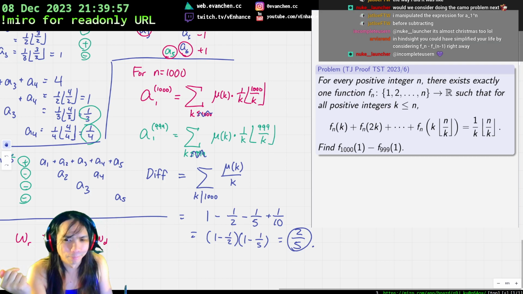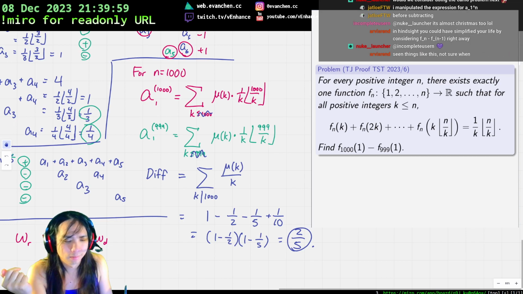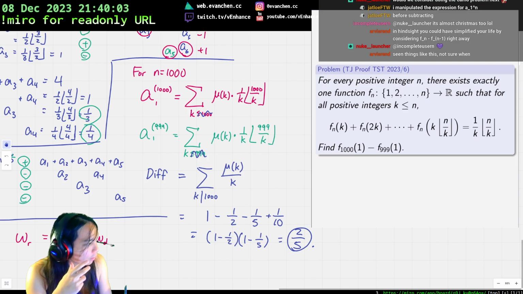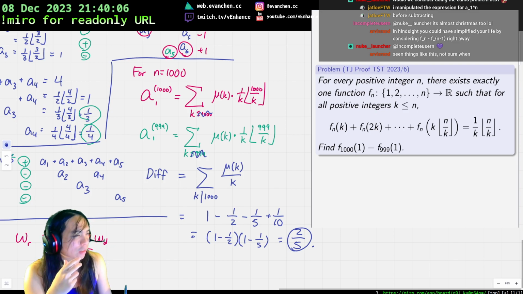But I feel like I must have seen this particular system before. Not even Mobius. I know I've seen Mobius stuff, but I feel like I must have seen the particular system before.